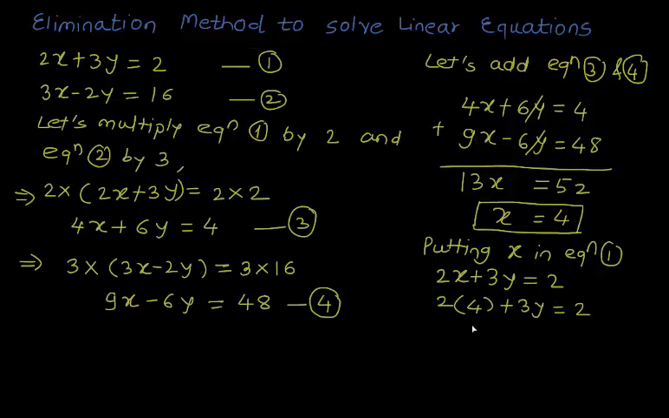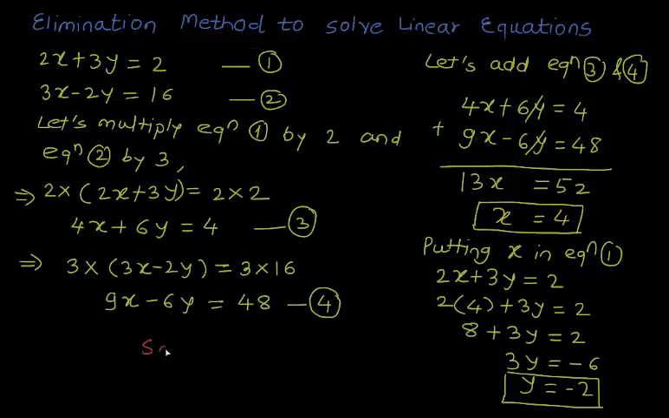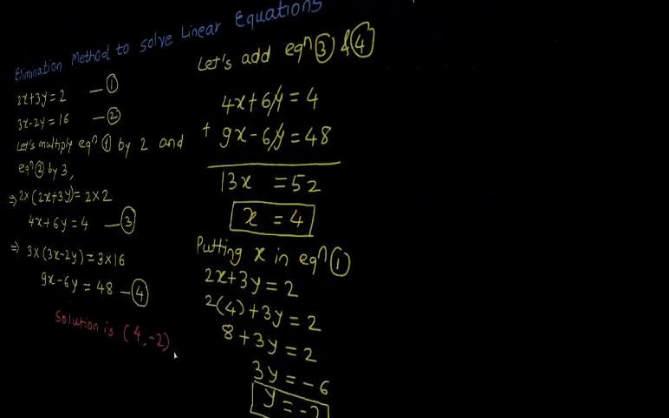That means 8 plus 3y is equal to 2. And if we subtract 8 from both sides, we'll get 3y is equal to minus 6. Let's divide both sides by 3. So we'll get y is equal to minus 2. So we got the value of y as well. Hence the solution of this equation is x has value 4 and y has value minus 2.